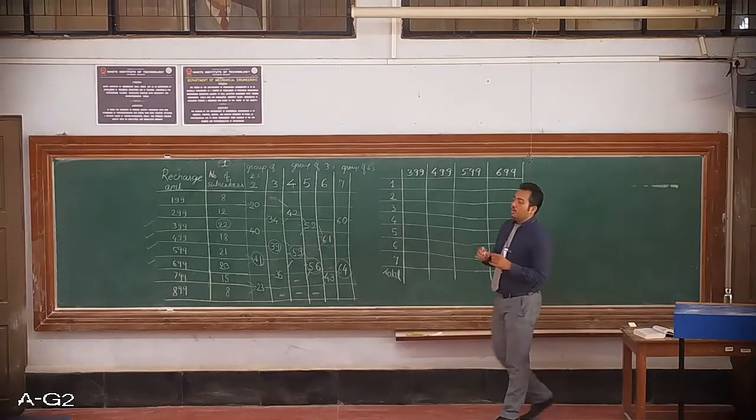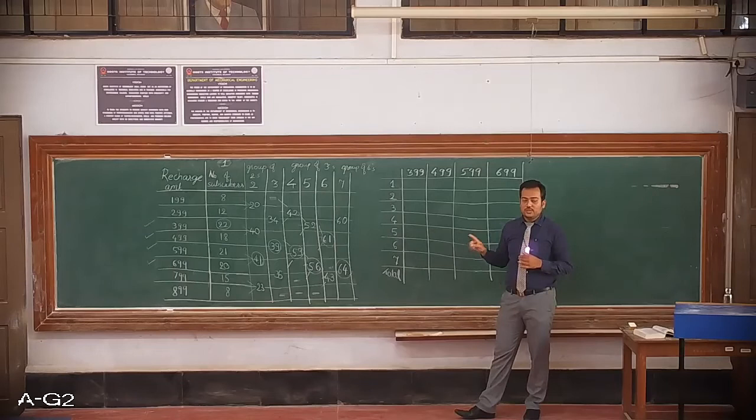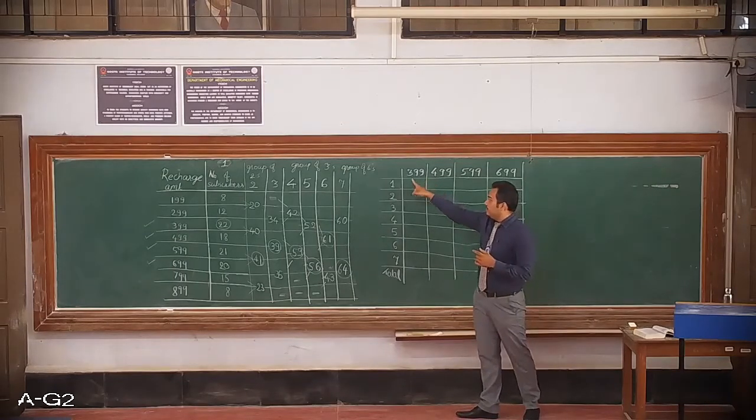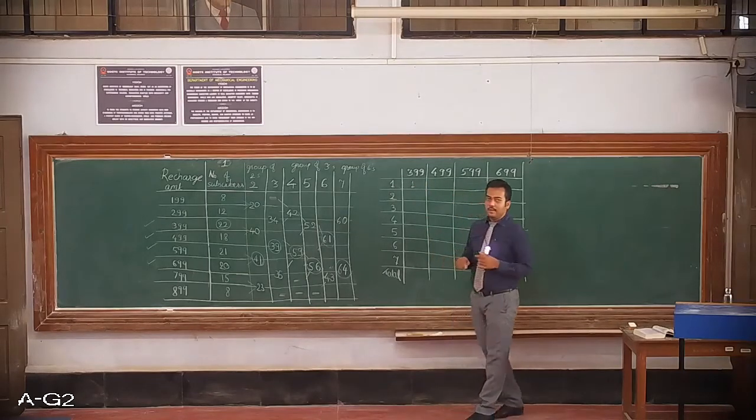Alright. Now look at column 1. In column 1, the maximum value is 22, and that value 22 belongs to 399 alone. So I have to give 1 point to 399 for its column 1. So here I'll have 1 mark.